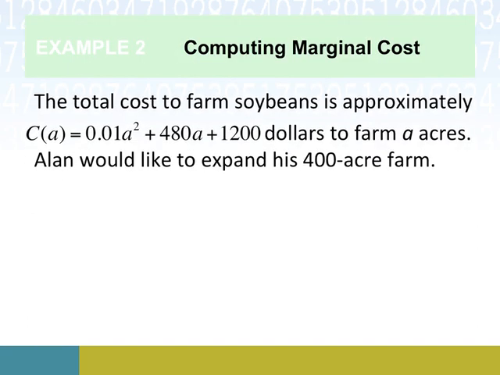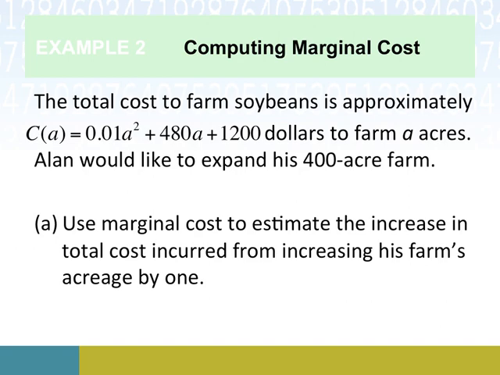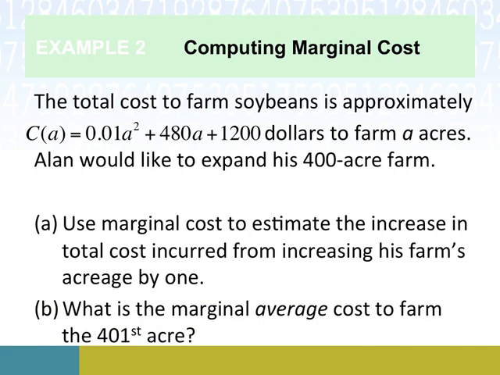And then let's try out an example with this. I don't think this one is way off base. Imagine the cost to farm A acres of a soybean farm is that function there, 0.01A squared plus 480A plus 1,200 bucks. Alan has a 400-acre farm and wants it to grow. So our job is to use marginal cost to estimate this increase. And then we'll try to say something about marginal average cost as well.